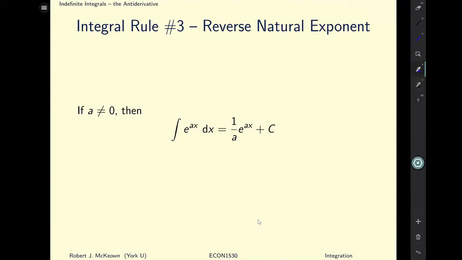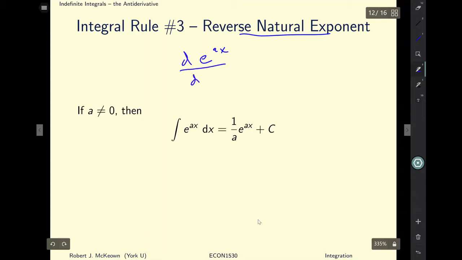Now, integral rule 3, our reverse natural exponent. Remember, if we had something like e to the ax, and I wanted to find the derivative of this thing with respect to x, the derivative of the natural exponent with respect to its exponent is itself. And then I want to use the chain rule, in this case, to bring the a down. There's a chain rule because this thing up here, g of x, could be equal to a x.